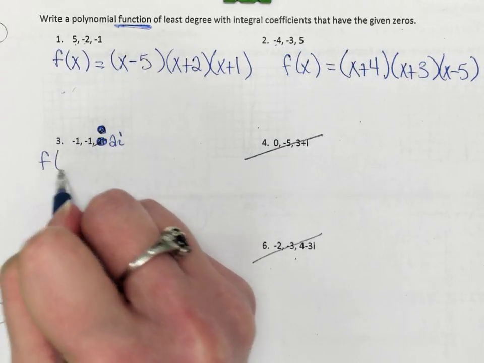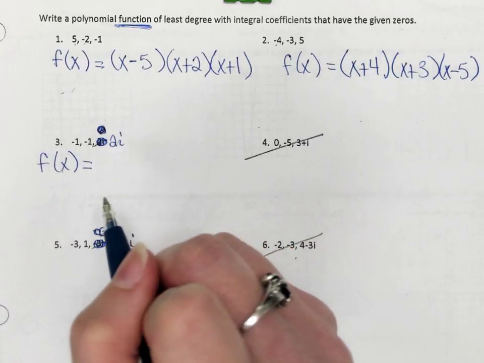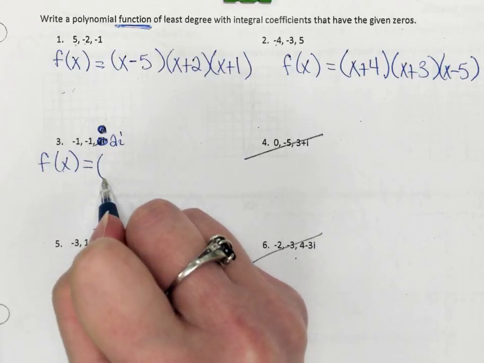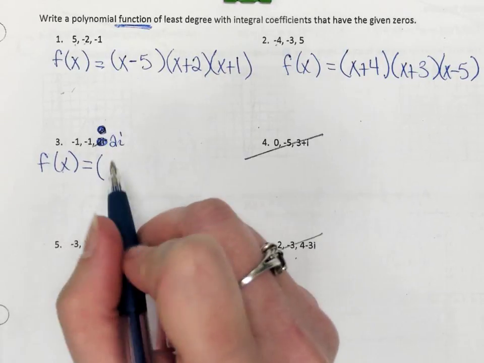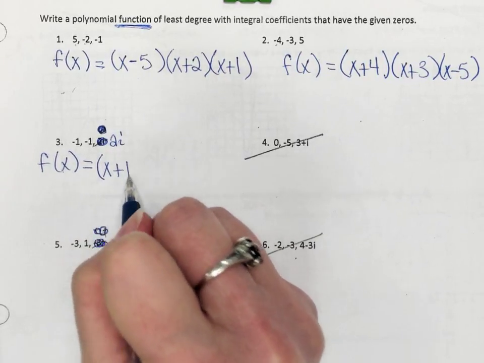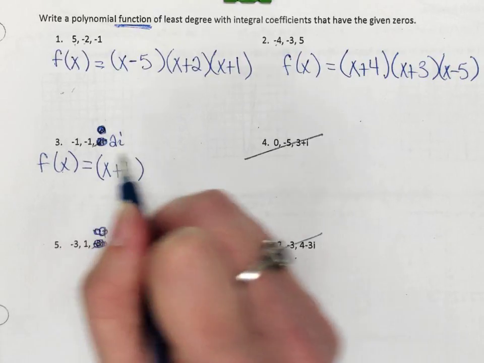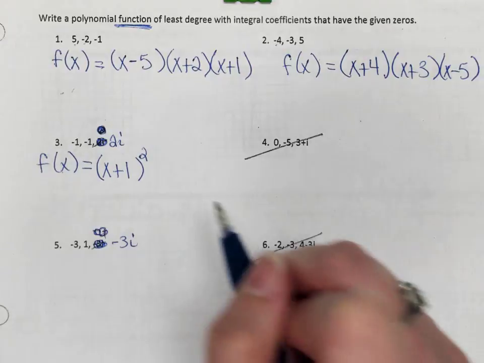Okay, polynomial function starts with f of x. How do I write negative 1? Sorry. X plus 1. X plus 1. How many minus 1s are there? 2. So how would I write that? Squared. Very good.